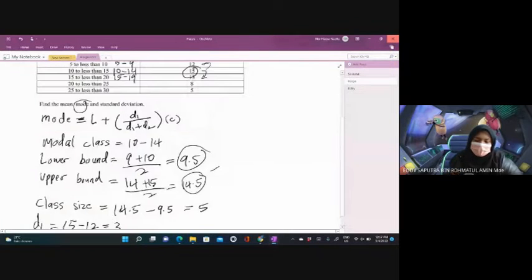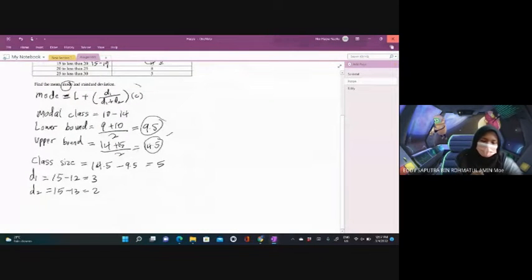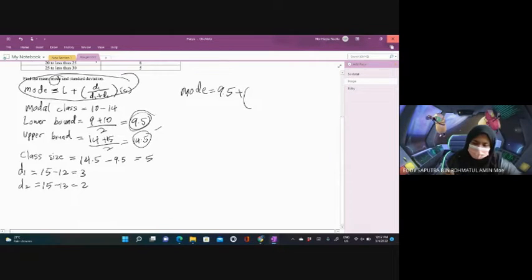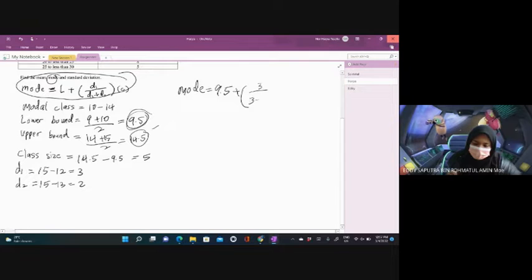Then we can simply substitute the values into the formula. Mode equals L, the lower bound, so 9.5, plus D1, which is 3, over 3 plus 2, times C, the class size, that is 5. After we calculate it, we will get 12.5, which is also equal to 13. So the answer for the mode is 13.